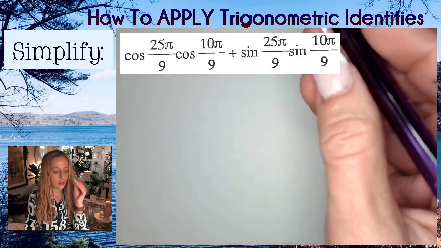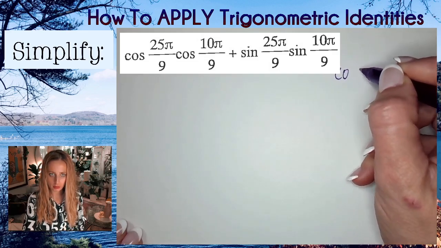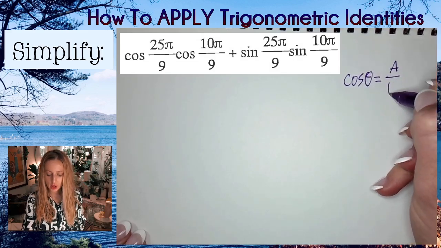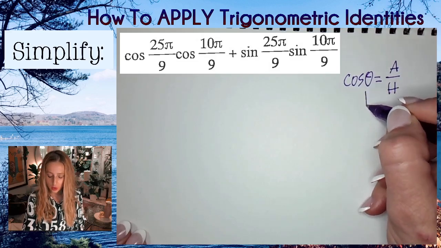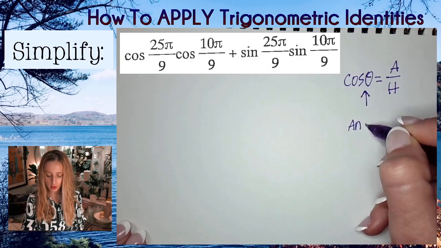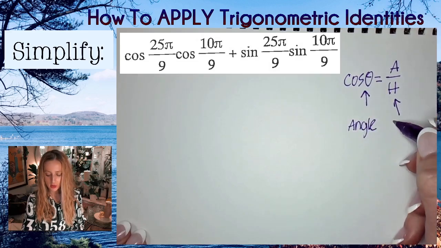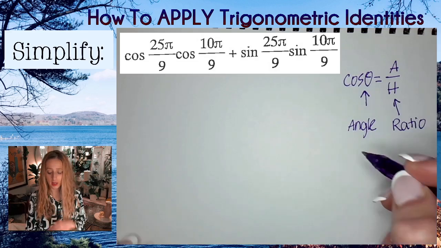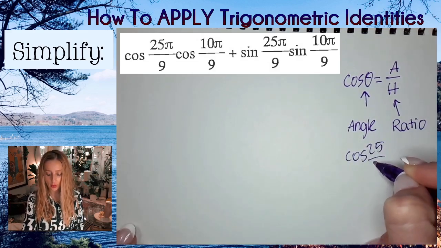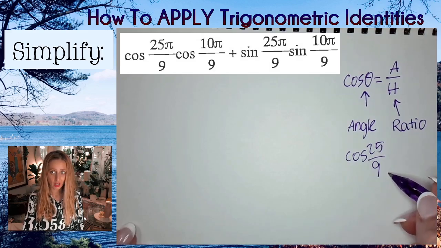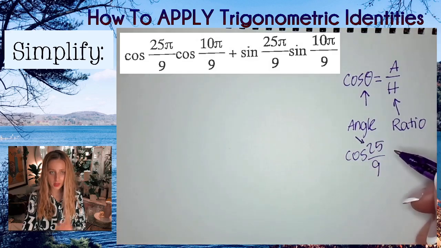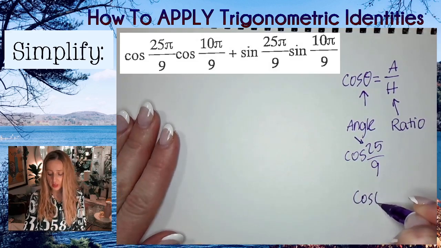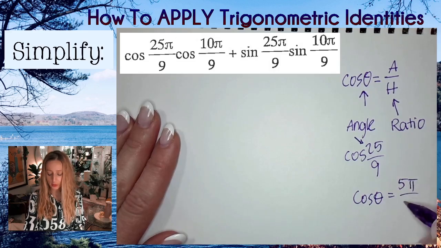Here's where some people are getting confused, okay? If you have cosine of theta equals something, that is adjacent over hypotenuse. If you have something next to cosine, that's your angle, and then that is your ratio. Don't get confused because angles don't need pi. If I have cosine, for example, of 25 over 9, that's still an angle because it's what you're taking the cosine of, and there's no degree symbol, so it's got to be a radian. And if I have cosine of theta equals 5 pi over 3, that's your ratio.